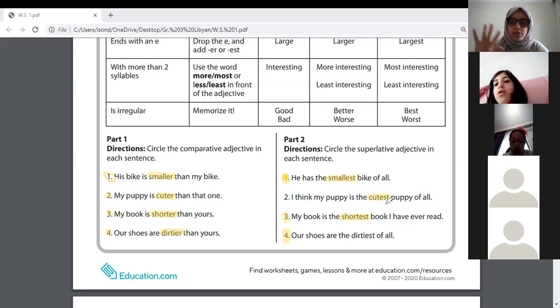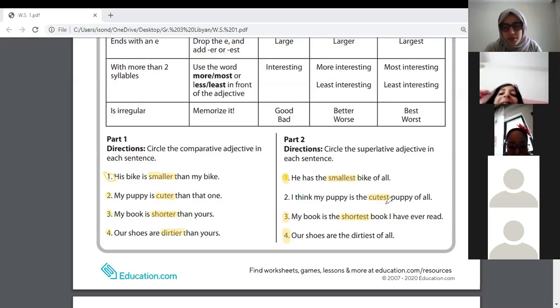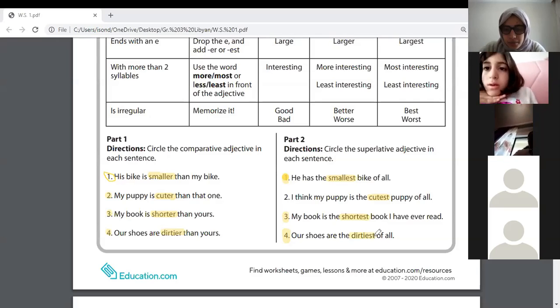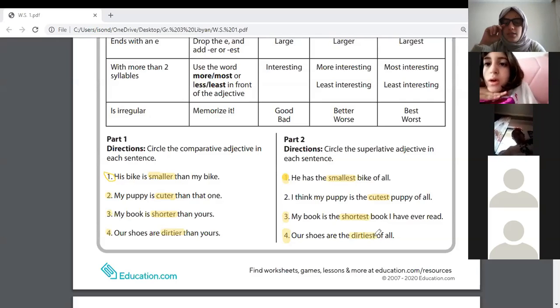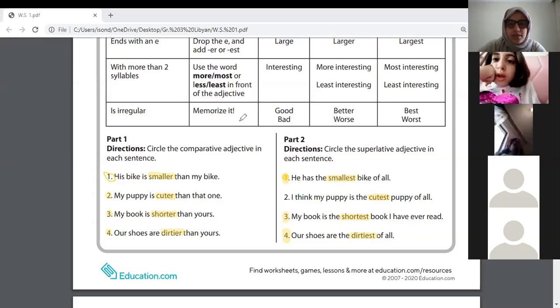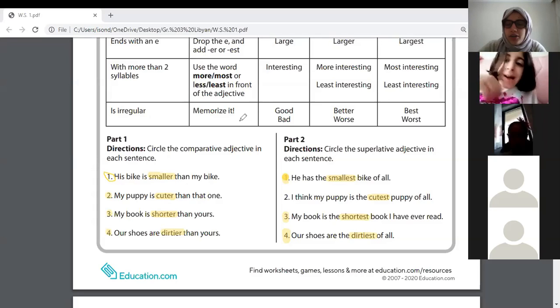I'm comparing between more than 2 nouns. Which word here is comparing and ending with est? Dirtiest. Yes, well done, Muhammad. So dirtiest here is the word comparing between more than 2 nouns. Good job, guys. I'm going to clear the board and then go down.